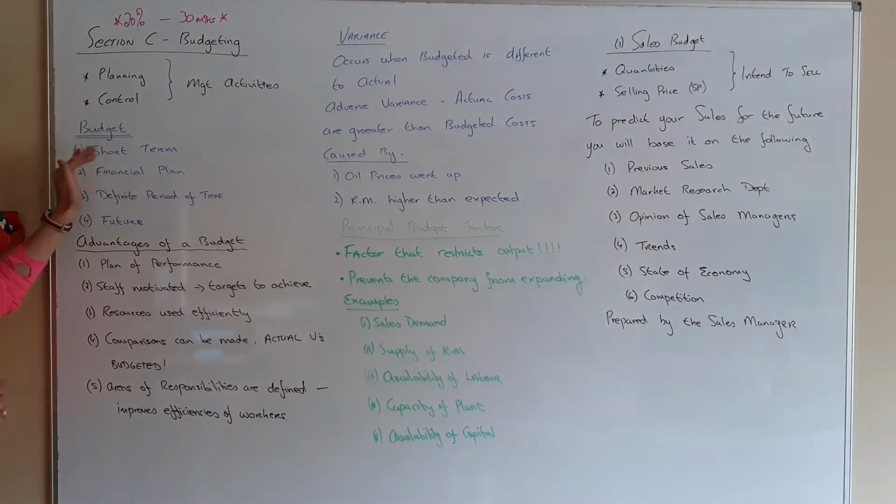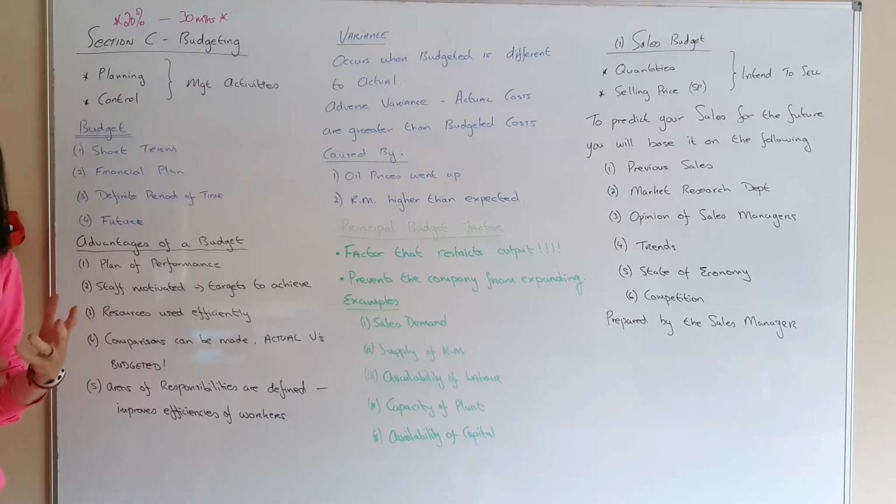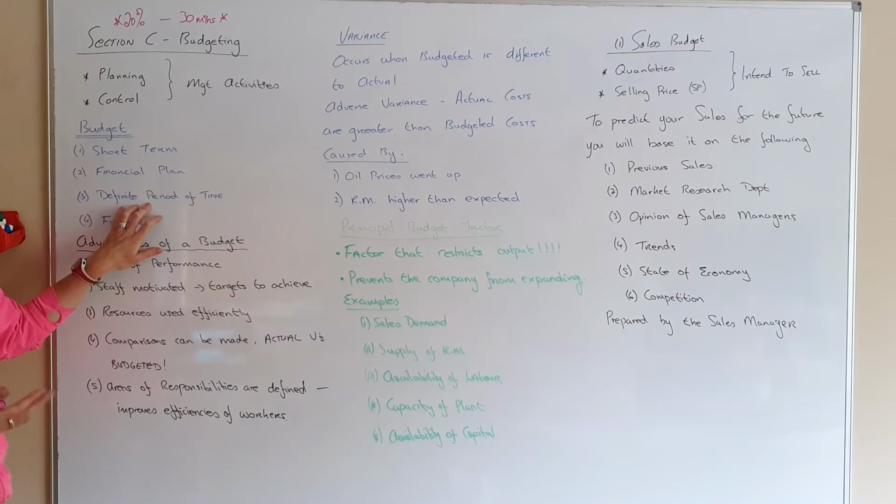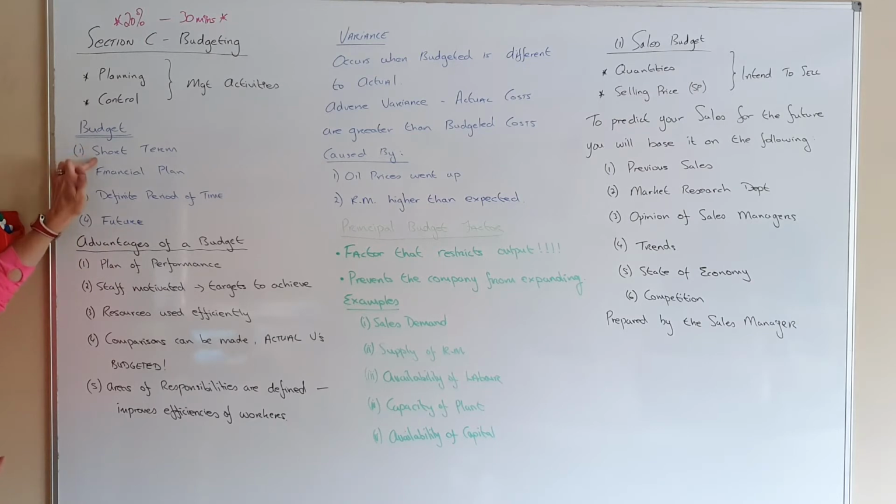So what is the budget? It's something that's in the short term, and that's another thing with management accountancy. We're generally looking at a short period of time. It's a financial plan, which means it's to do with money. It's a definite period of time. Budgets can usually be between 1 month, 2 months, up to a year, and it's for the future. So again, budget, it's short term, financial plan, it's a definite period of time, and it's for the future. Now, again, the theory in section C is going to probably be 10 to 15% of your question.